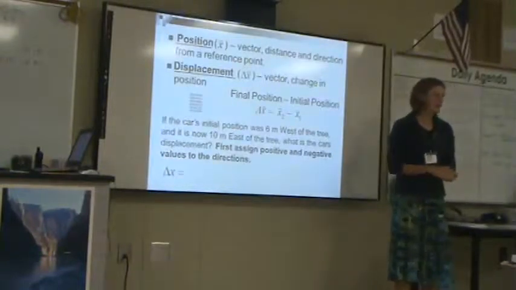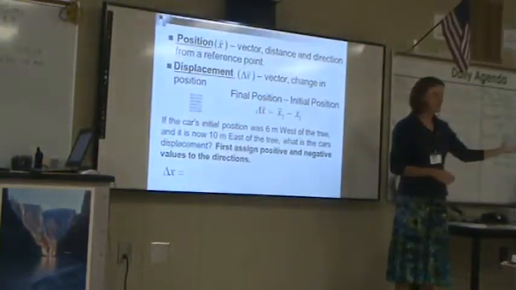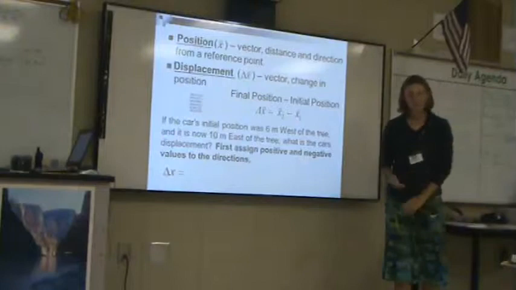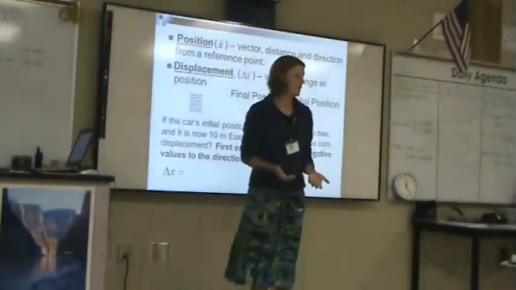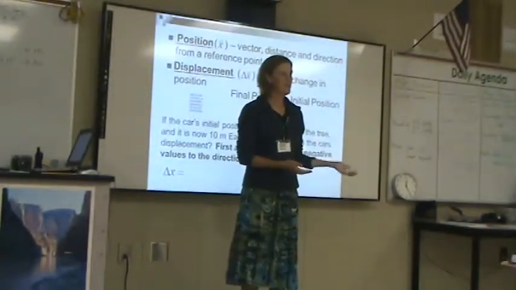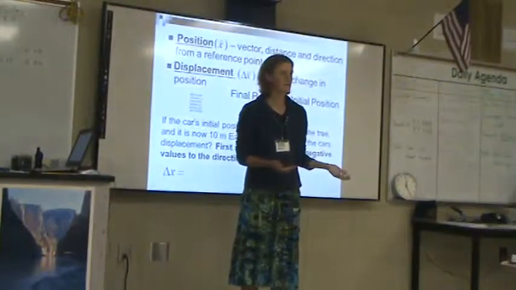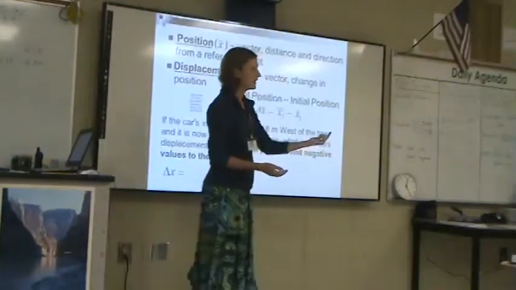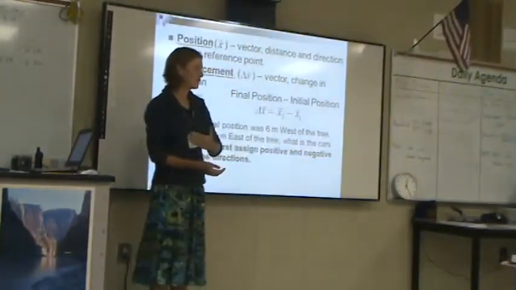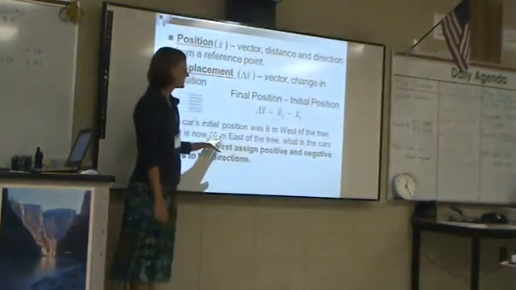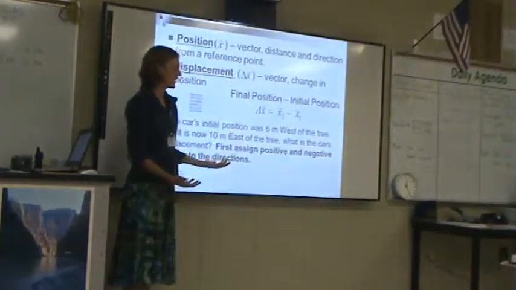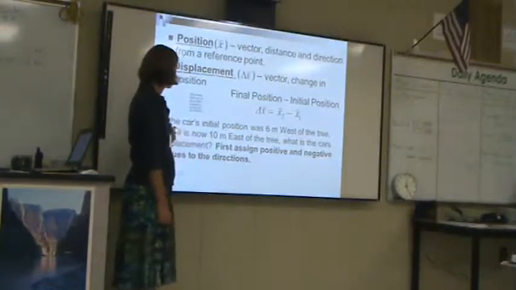So I can say I'm 10 feet away from the door. Now I'm 12 feet away from the door. What was my displacement? 2 feet. And this way. So those were both in the same direction, so we can use positive values there, but what if they're not?